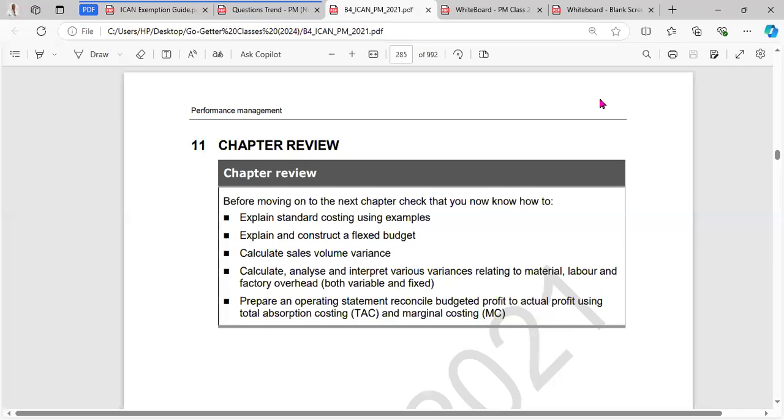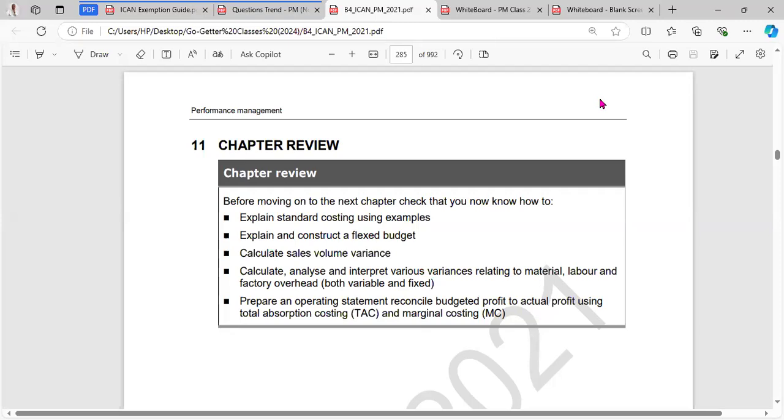Then we talked about variable production overhead variance, which can be broken down into two, efficiency variance and expenditure variance. And we said it is the same thing with the direct labor variance, the same kind of variance, just the name changes. Then we talked about the fixed overhead variance, and we looked at the volume variance and the capacity variance.